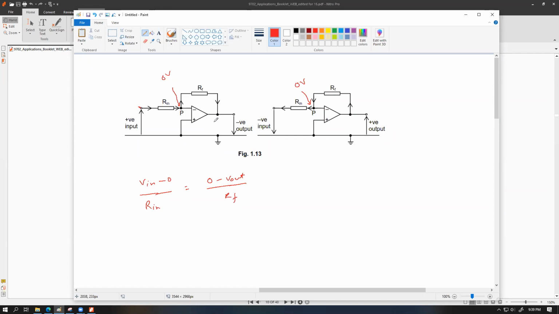I'm sorry. So V in minus 0 divided by R in equals 0 minus V out divided by RF. Which is 0 minus V out, I didn't understand. Okay, 0 minus V out is, for that I'm only considering the left circuit, so forget about the right circuit. Consider this one. This is the high voltage point, this is the low voltage point, because the output is supposed to be negative. So I'm subtracting high voltage minus low voltage divided by the resistance to give me the current.